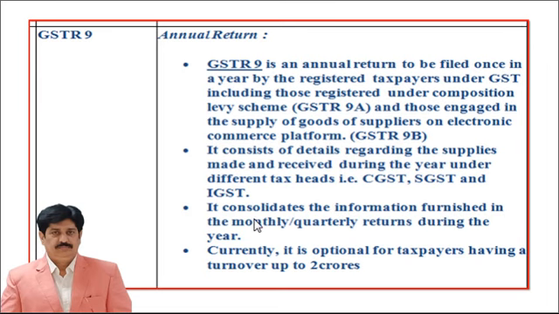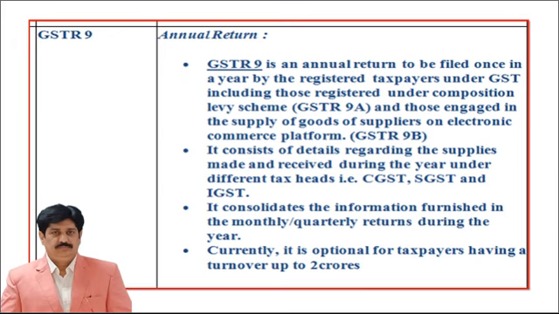GSTR 9 consolidates the information furnished in the monthly or quarterly return during the year. Currently, it is optional for the taxpayers having a turnover up to 2 crores. See, this is the basic information relating to the annual return. Once again, I would like to repeat, GSTR 9 is an annual return.